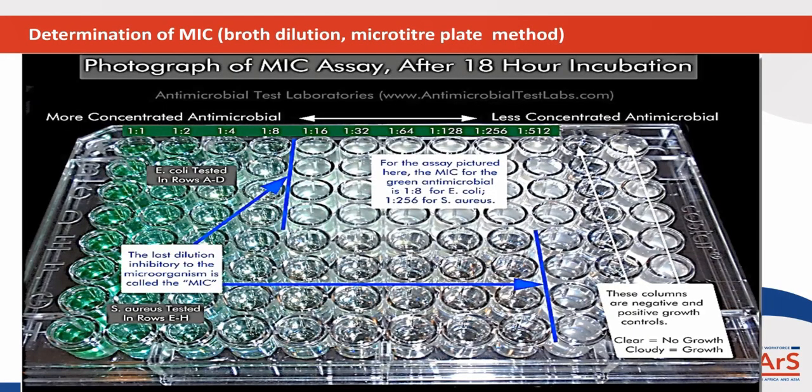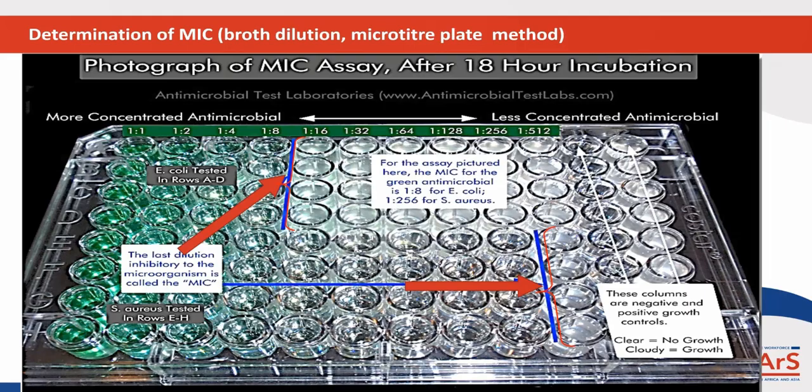In this picture, broth dilution microtiter plate minimum inhibitory concentration method is shown. This plate shows testing of minimum inhibitory concentration for 2 organisms, E. coli, rows A to D, and Staph aureus, rows E to H. The minimum inhibitory concentrations are identified with the blue arrows.